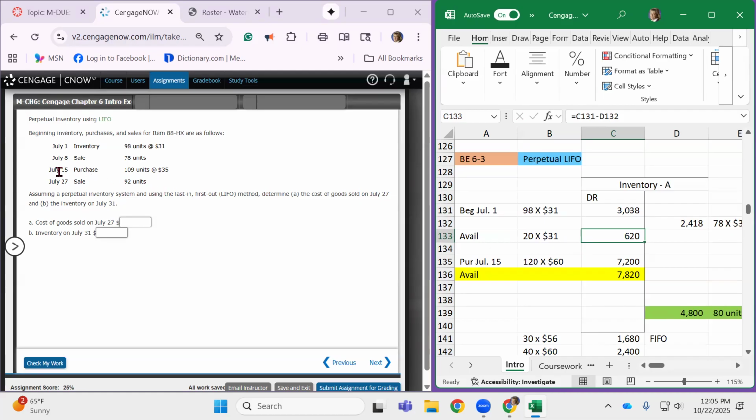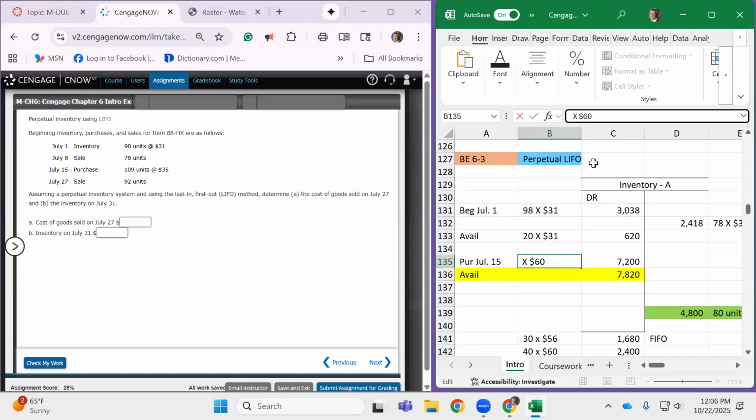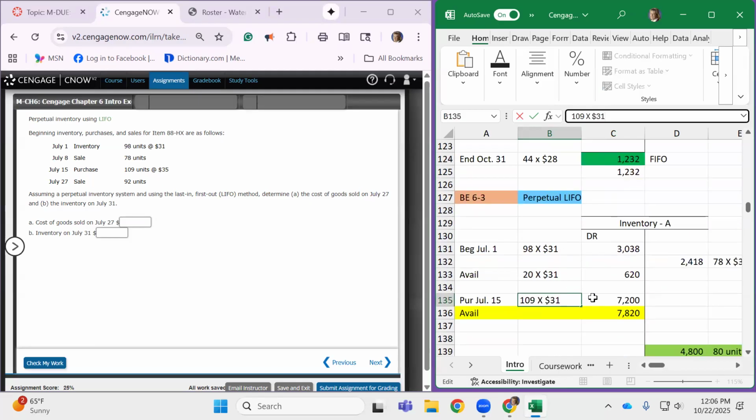Okay, here comes our next transaction on July 15th. Here comes a purchase. We're going to buy more. What was $31 is now $35. Okay, so we're buying 109 items at a $35 cost. 109 items at a $35 cost. Okay.